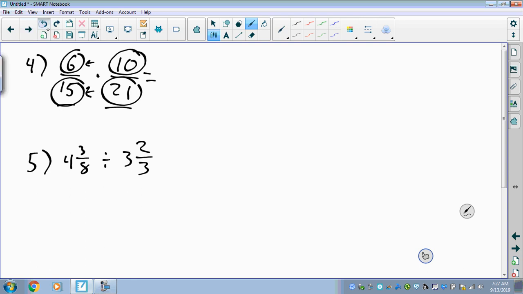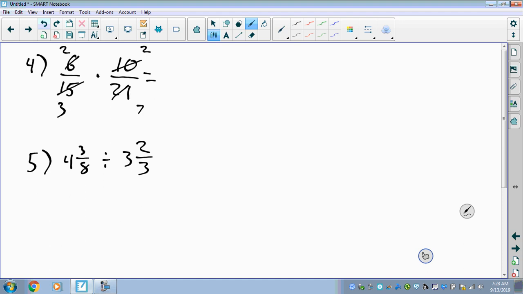And if you reduce beforehand, you're going to have smaller numbers, and you're not going to have to reduce at the end where you might have large numbers where you don't recognize the patterns, okay? So what I would do here, I'm going to go ahead and reduce 6 and 21. Well, 3 goes into 6 2 times, and 3 goes into 21 7 times, okay? And then over here, I'm going to reduce by 5, right? 5 goes into 10 2 times, 5 goes into 15 3 times, okay?